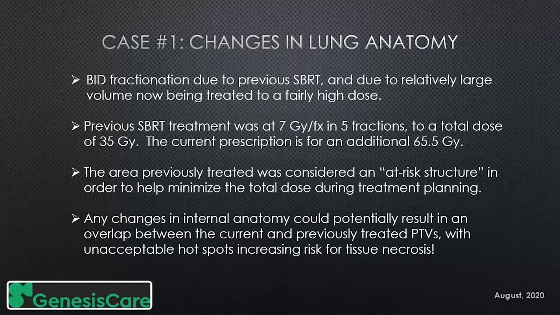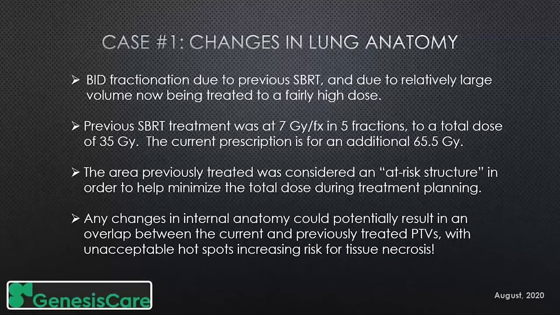Next slide: our particular physician was concerned about the total dose to the lung, so he decided to go with BID fractionation due to that previous SBRT treatment and due to the relatively large volume now being treated to a fairly high dose. The previous SBRT treatment was at 7 gray per fraction in 5 fractions to a total dose of 35 gray. The current prescription is for an additional 65.5 gray. So as you can see, the potential to exceed 100 gray in total dose is very real in this particular case.